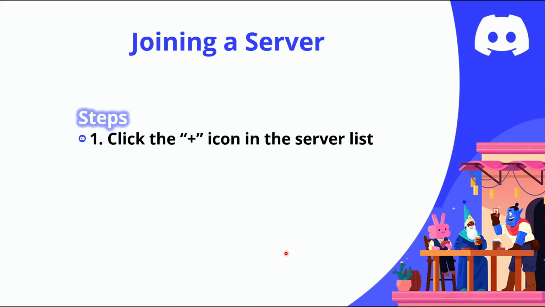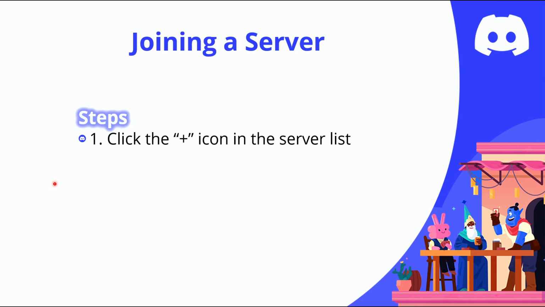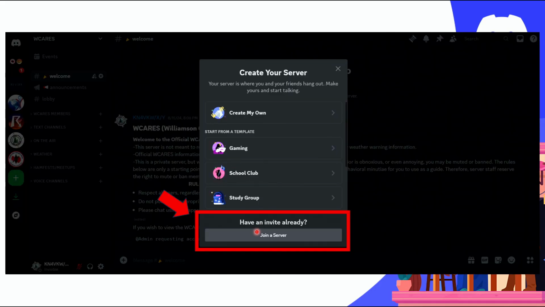Now, in order to access the WCares Discord server or any server of your choosing, you will just have to click the plus icon on the server list. That will be located on the left sidebar. It'll look like this. It might be up here when you join, but it'll still look like that. And then after you click the plus icon, you'll select the Join a Server button, which is located right here. That is what you'll click.